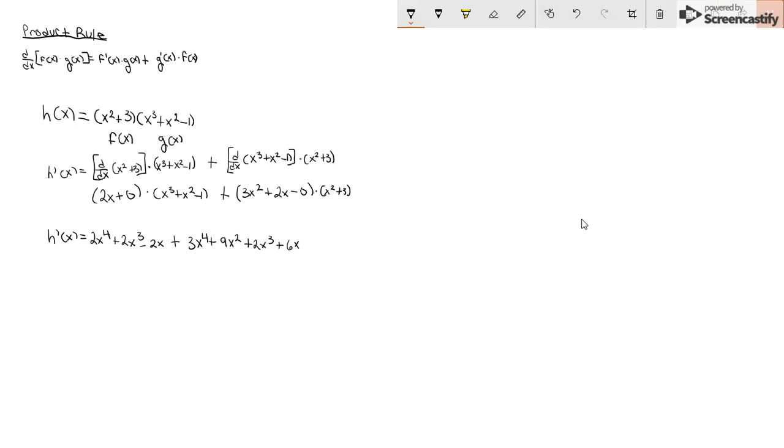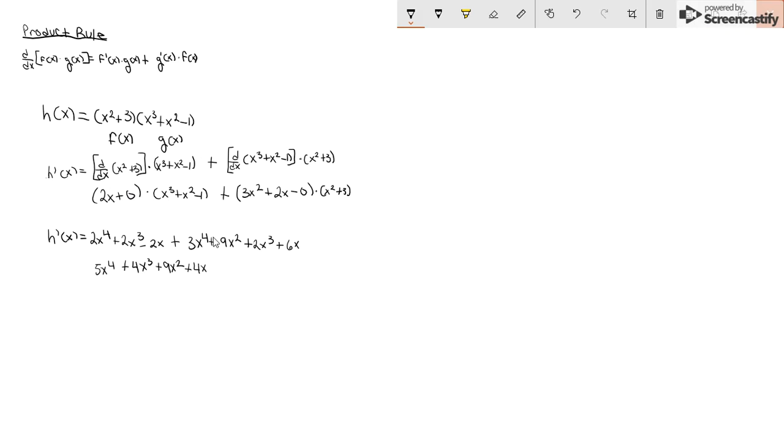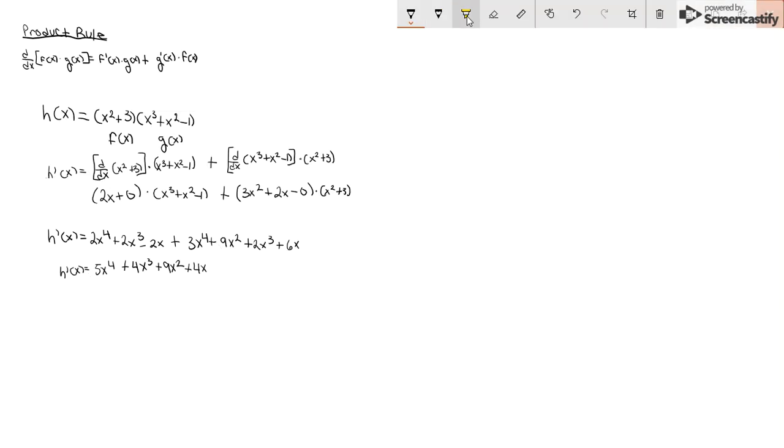All right. Now all we have to do is add like terms. And yeah, 0, you don't have to do anything for it. So 2x to the fourth plus 3x to the fourth is 5x to the fourth. 2x cubed plus 2x cubed is 4x cubed. We have a 9x squared. And finally, we have 4x. Minus 2x plus 6x is 4x. And this is all h prime of x. And that is your final answer.